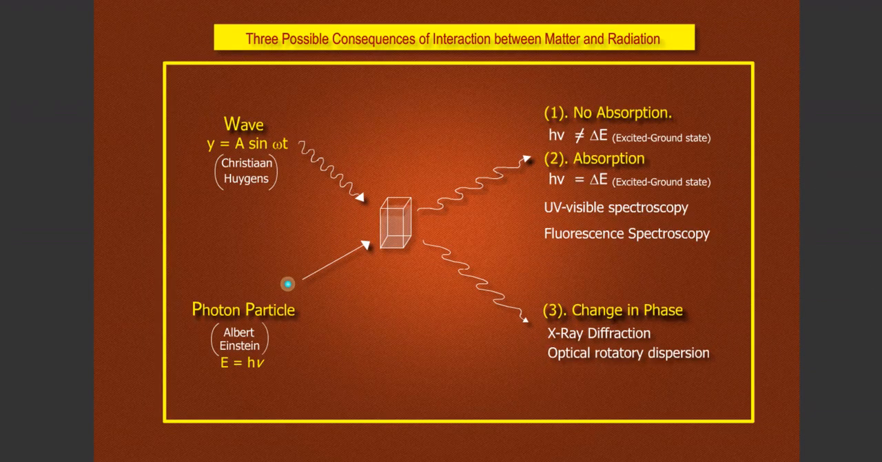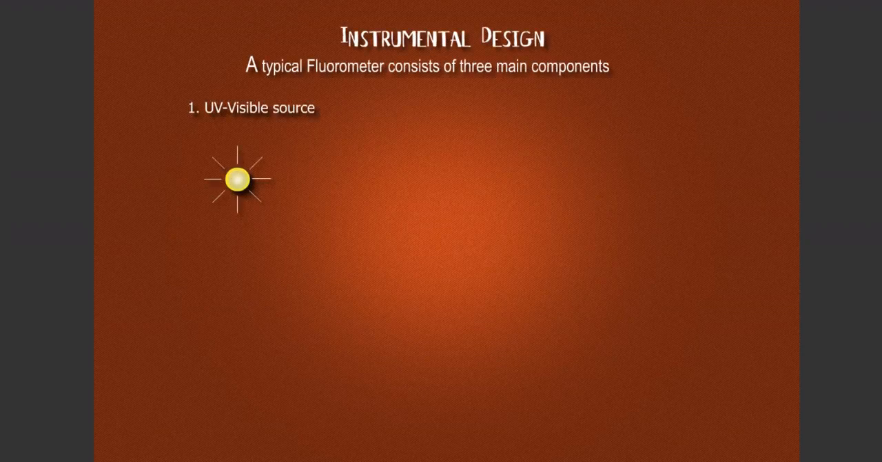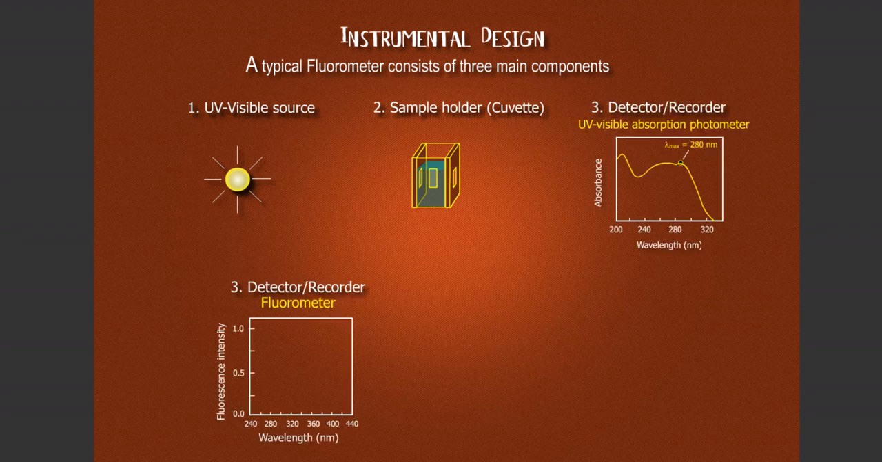As shown in this diagram, both UV visible absorption and fluorescence spectroscopies are techniques based on the absorption of electromagnetic radiation by electrons. The two techniques share several common features in their instrumental design. For example, both instruments consist of a light source, a sample holder in the form of a cuvette, and a detector/recorder. The two differ in that, in a UV visible absorption spectrometer, the detector is placed in line with the light source, whereas in a fluorometer, the detector is placed perpendicular to the light source.